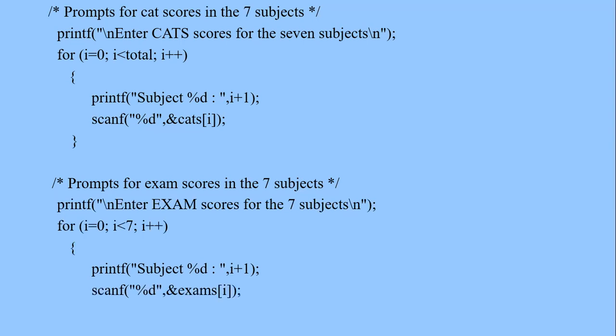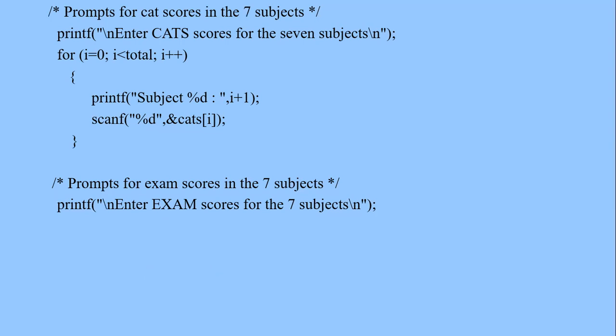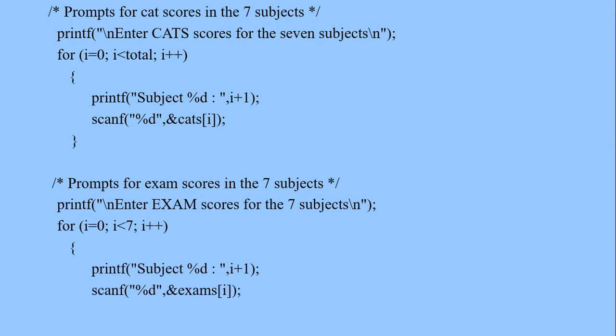Then the user will enter the score for the first subject. It will be picked and stored in memory location called exams at I, or subscript I. And then the counter will increment the value of I with 1. So if I was 1, it will be 1 plus 1, that is 2. Is 2 less than 7? Yes. Therefore, request for the second subject's score. The user will enter the second subject's score. It will be stored at the second position in the array.